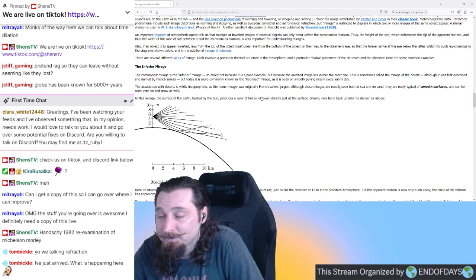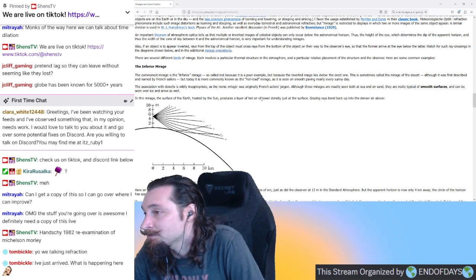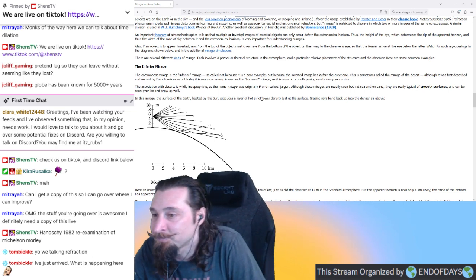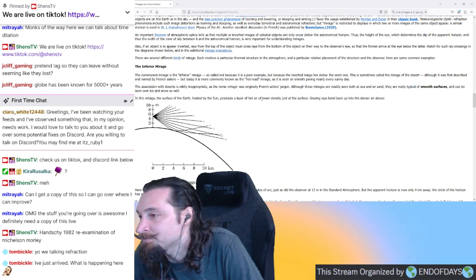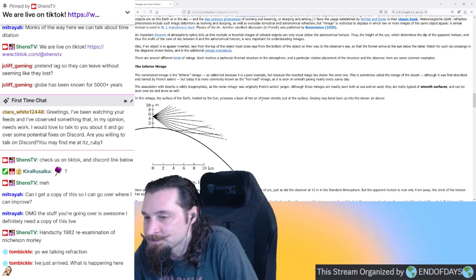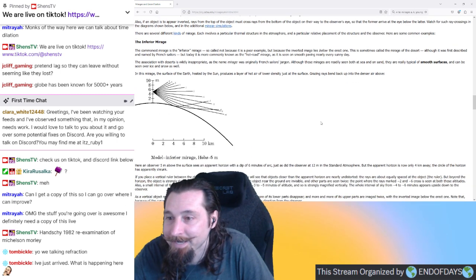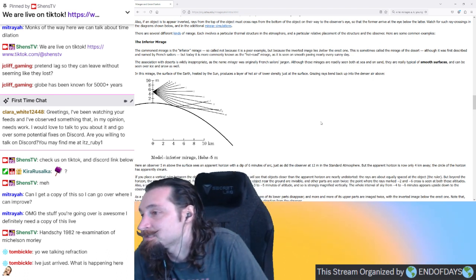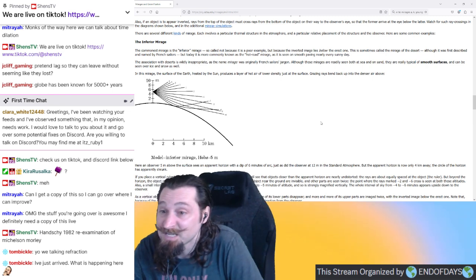There are several different kinds of mirage. Each involves a particular thermal structure in the atmosphere and a particular relative placement of the structure and the observer. Here are some common examples. The commonest mirage is the inferior mirage, so called not because it is a poor example, but because the inverted image lies below the erect one. This is sometimes called the mirage of the desert, although it was first described by French sailors, but is usually the hot road mirage, as seen on smooth paving nearly every sunny day. The association with deserts is widely inappropriate, as the name mirage was originally French sailors' jargon. Although these mirages are readily seen both at sea and on sand, they are really typical of smooth surfaces and can be seen over ice and snow as well.